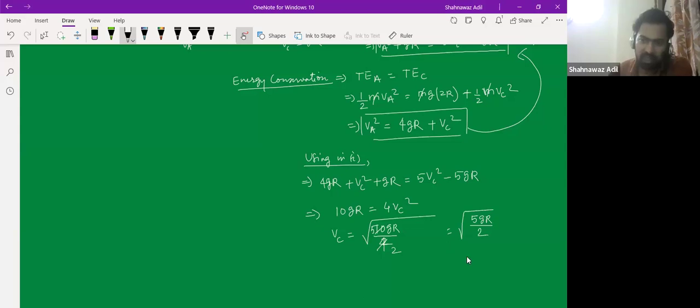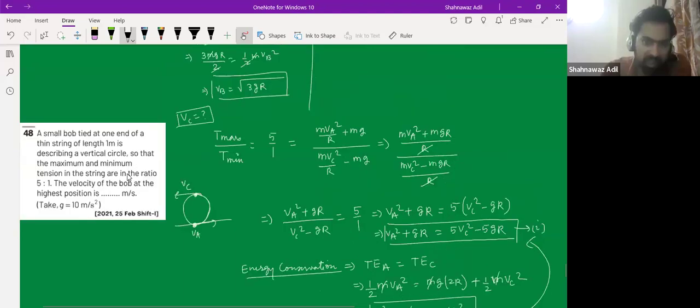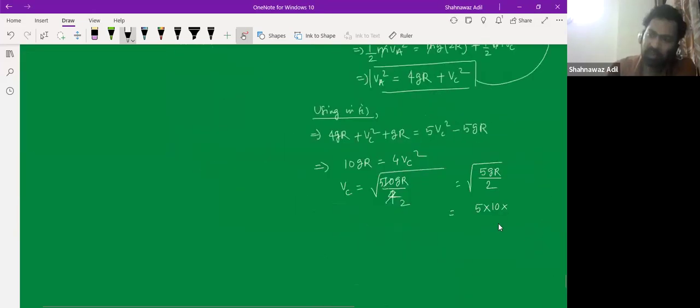And we have g value, which is 10. R is 1 meter, they have written. So R is 1, this is by 2, this is 5, and we have root. So this is 5 meter per second. So this would be vC.